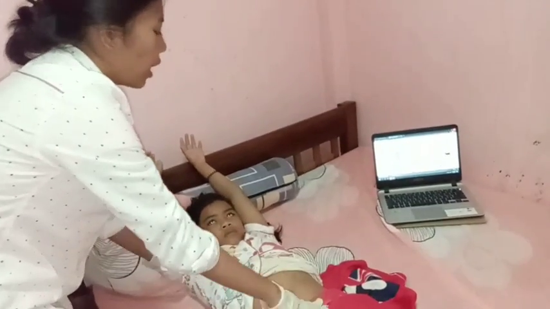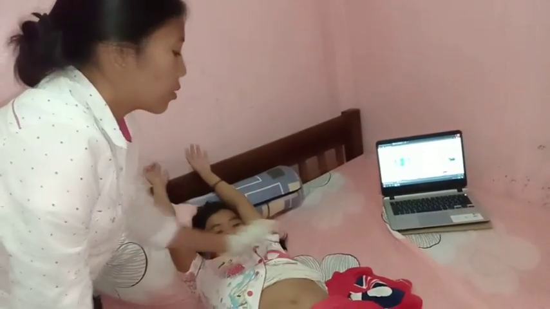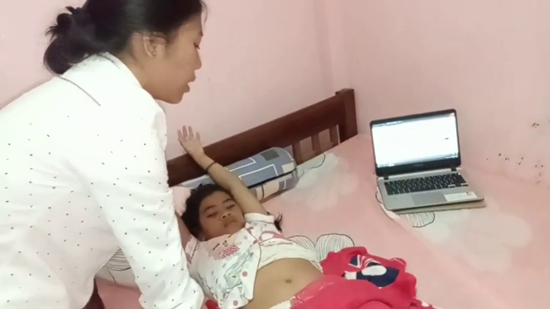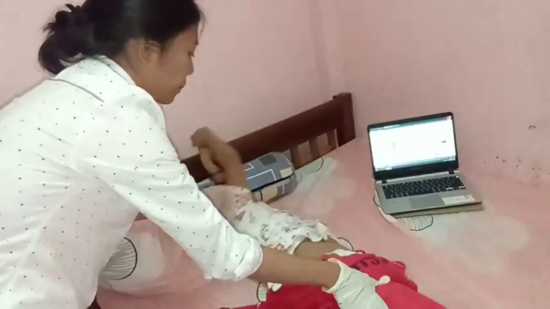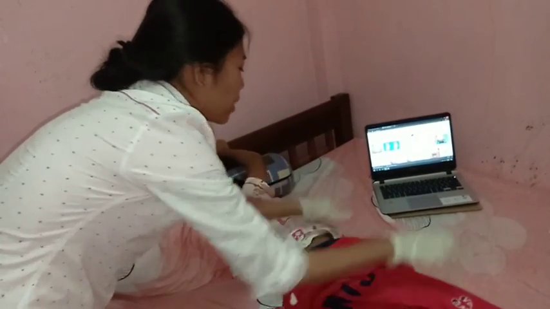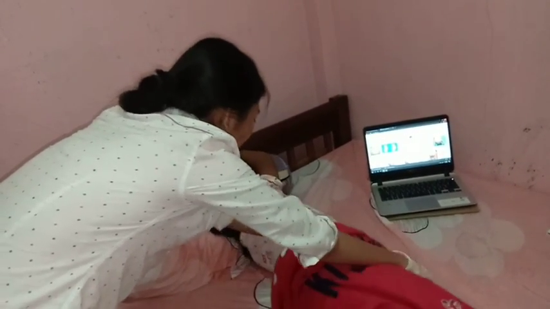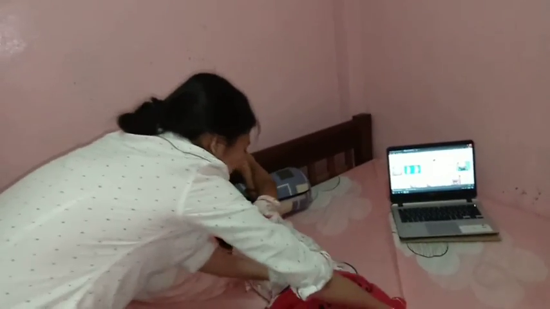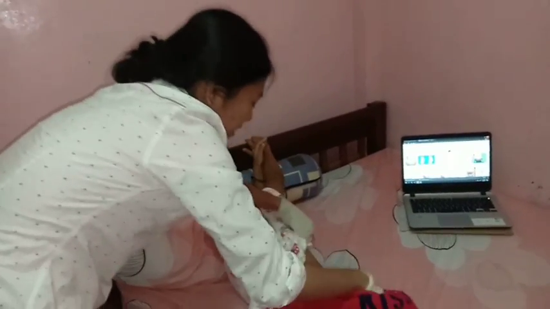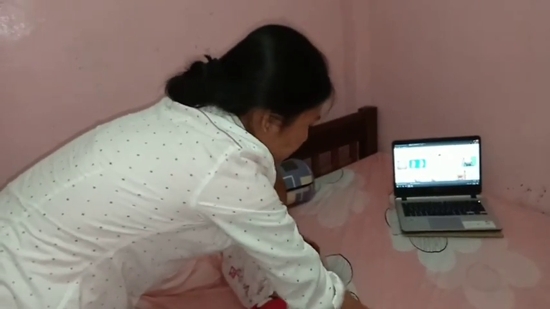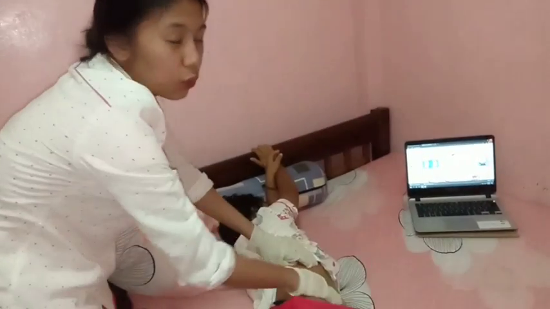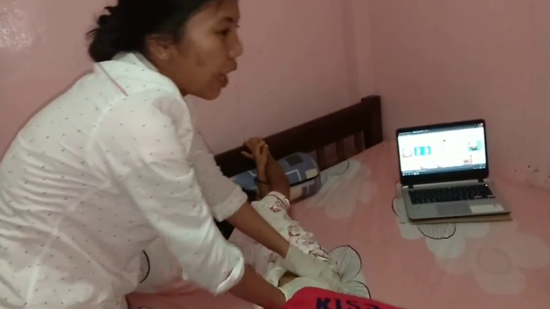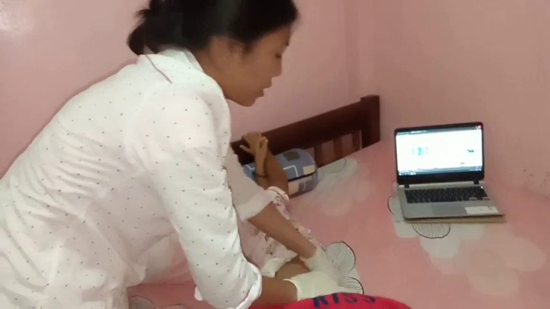Then help the client turn to one side. And then, from the bed upward, note again the tympany and dullness.